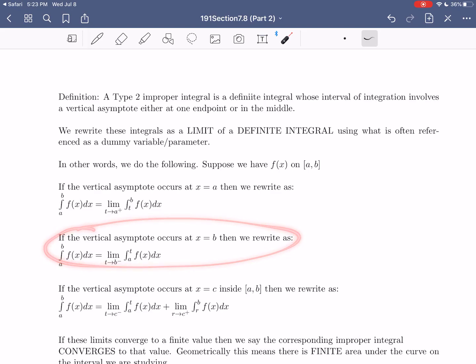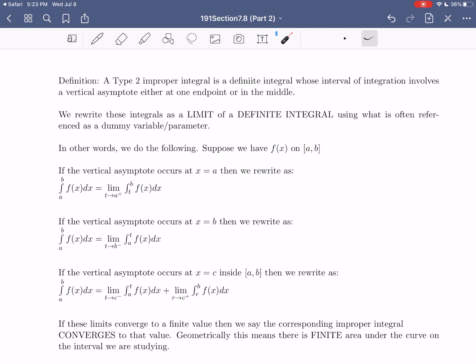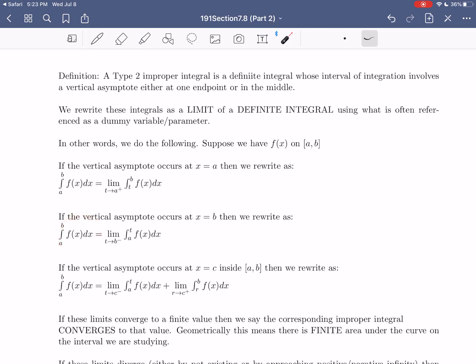If the vertical asymptote occurs at x equals b, meaning the right endpoint of the interval, then we will rewrite the improper integral, the integral from a to b of f of x dx, as the limit as our parameter approaches b from the left, because obviously if you have this interval a to b, you're approaching b from the left, so b minus in limit notation, of the integral from a to t of f of x dx. So once again, you identify the trouble spot and you replace that with your parameter.